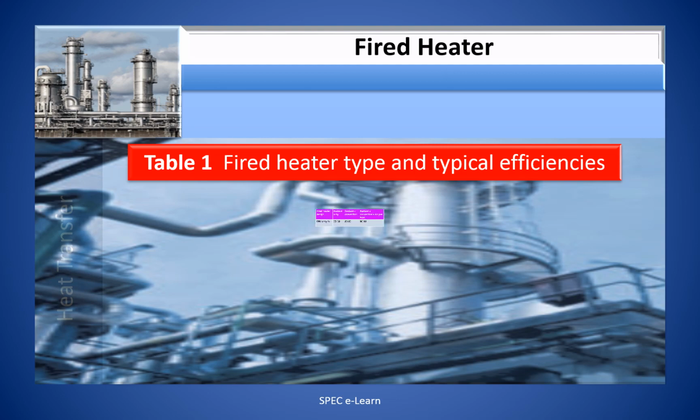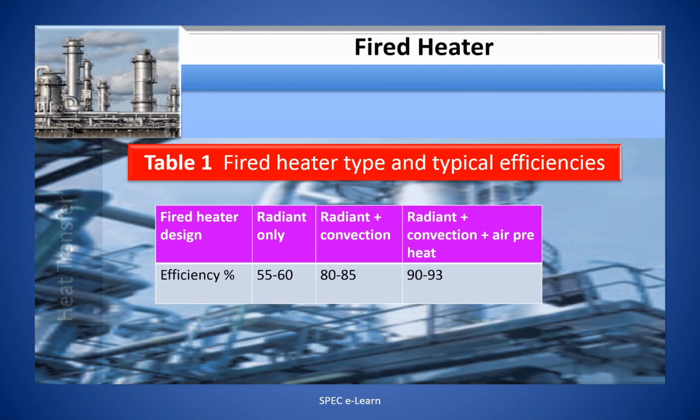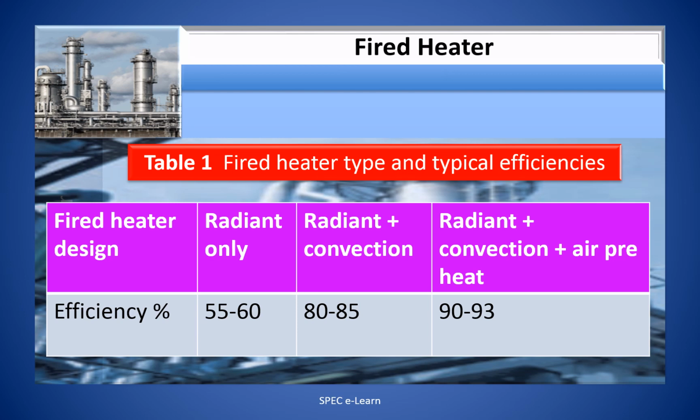Presented in this table is a typical fired heater efficiency. The fired heater design may be of three types: radiant only, radiant plus convection section, radiant plus convection section plus air preheating. The efficiency of radiant only design is typically 50 to 60%. Radiant and convection type design will have an efficiency of 80 to 85%. Radiant plus convection plus air preheat will have an efficiency of 90 to 93%.